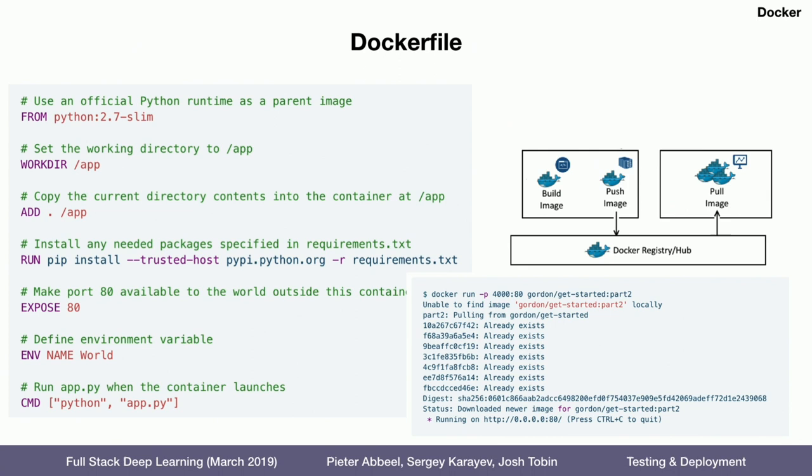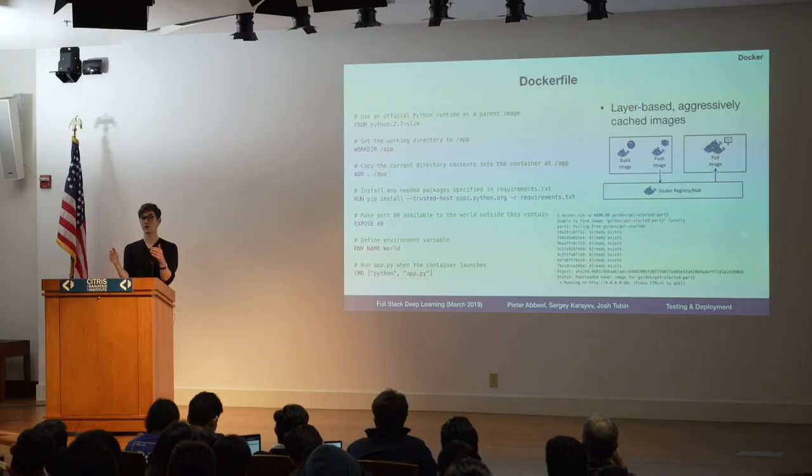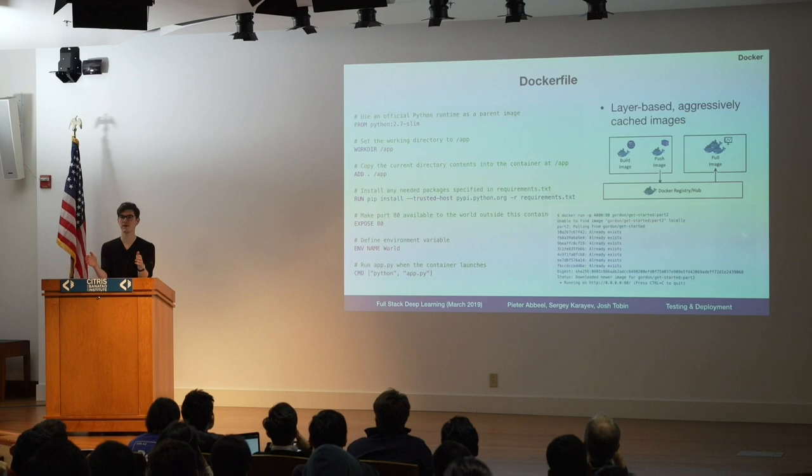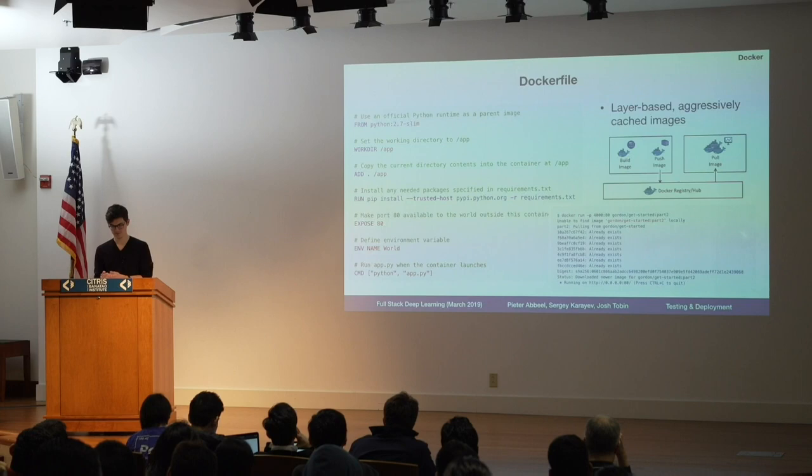So the Dockerfile has this layered structure, and it does really aggressive caching of the layers. What that means is, I don't know if you can see, but hopefully you can. The top line here says, use an official Python runtime as the base image. And it says FROM python:2.7-slim. So that's a Docker image that someone else specified, potentially the official Python repository. And it has all the things you need to run Python and nothing else, right? Maybe based on some kind of basic Linux.